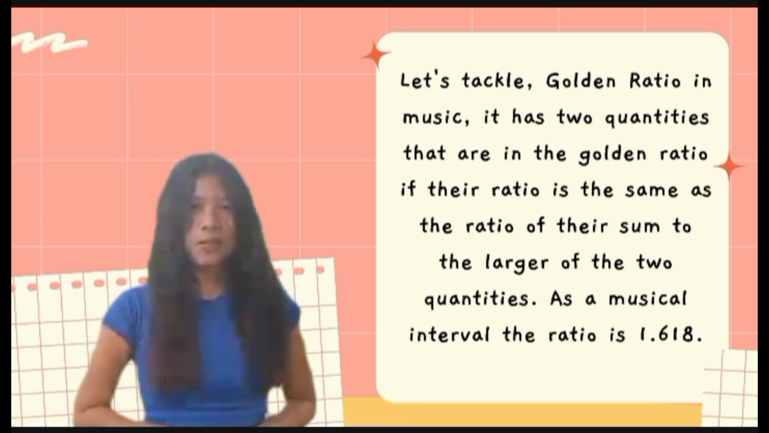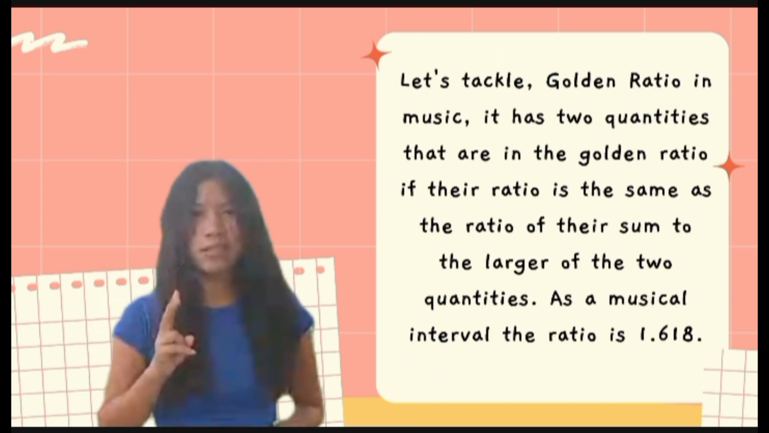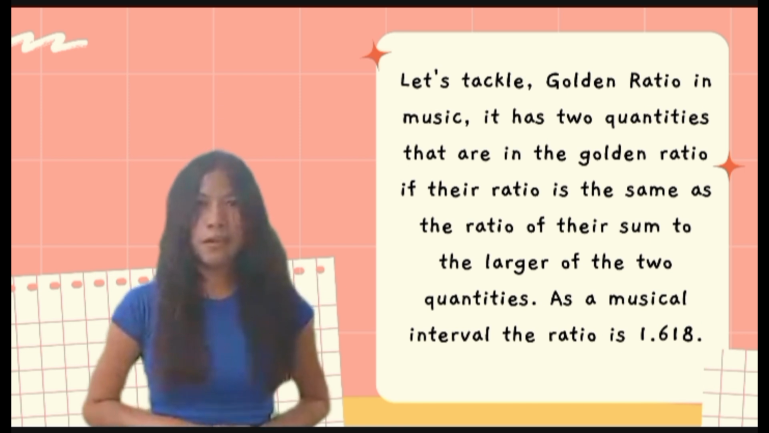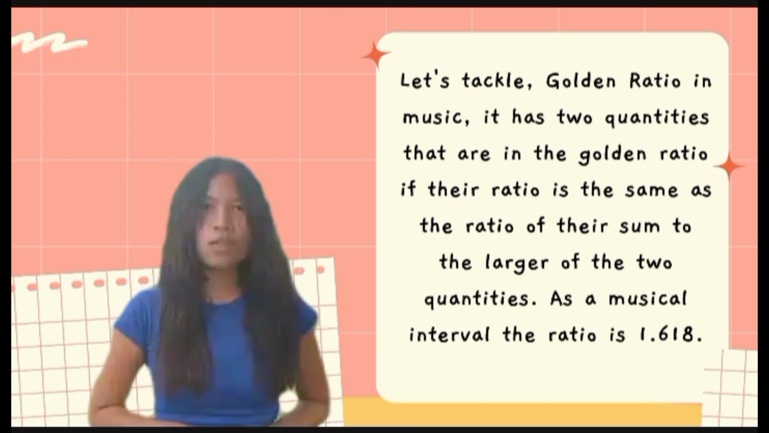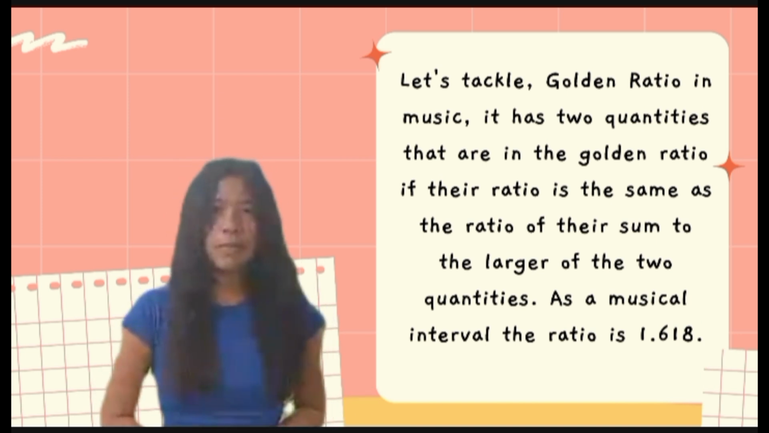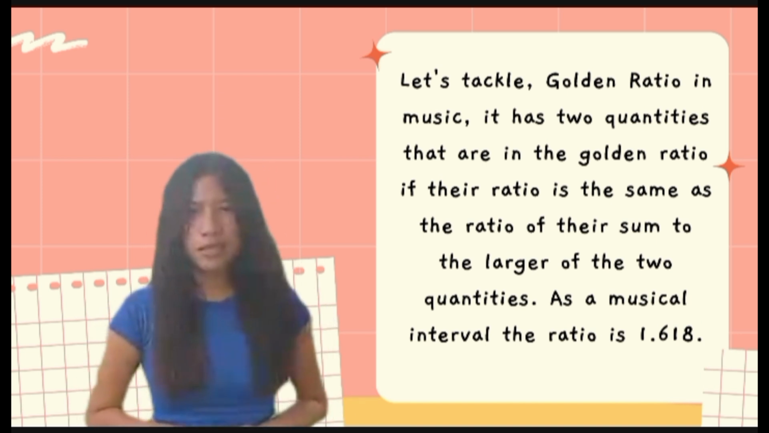Let's tackle the golden ratio in music. It has two quantities that are in the golden ratio if the ratio is the same as the ratio of the sum to the larger of the two quantities. As a musical interval, the ratio is 1.618.